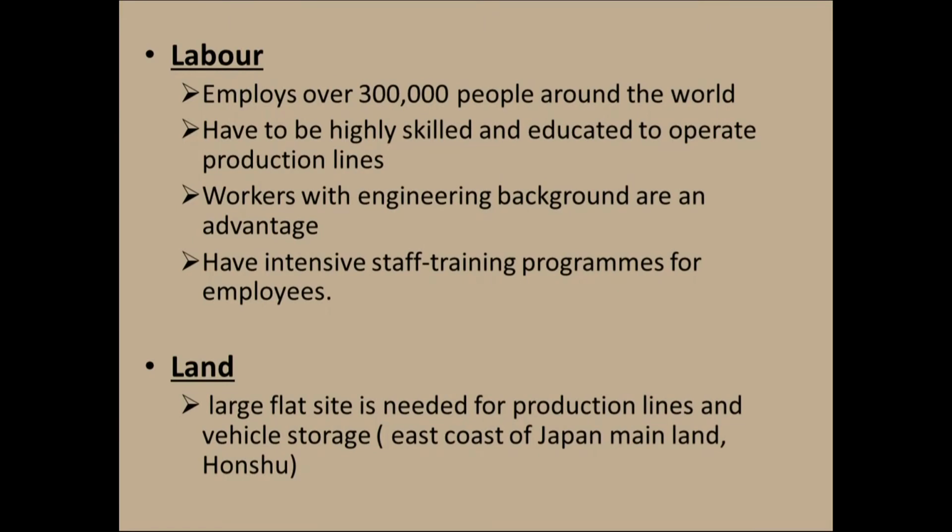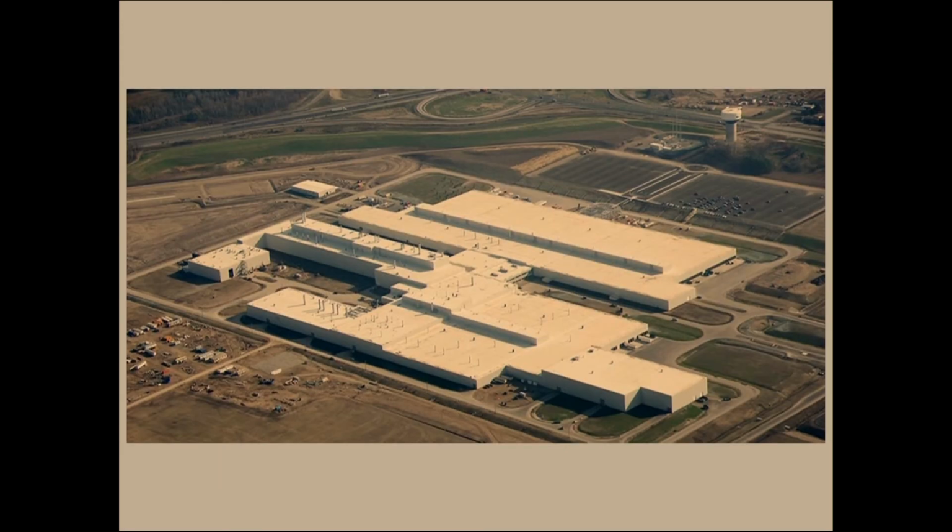Land is also necessary. They need large areas of flat land so that they can build production lines and also for vehicle storage. This is on the east coast of the Japan mainland, a place called Honshu. As you can see from this picture, this is the area where they have their production line. It is quite a large area because they need places to store the cars they are manufacturing.